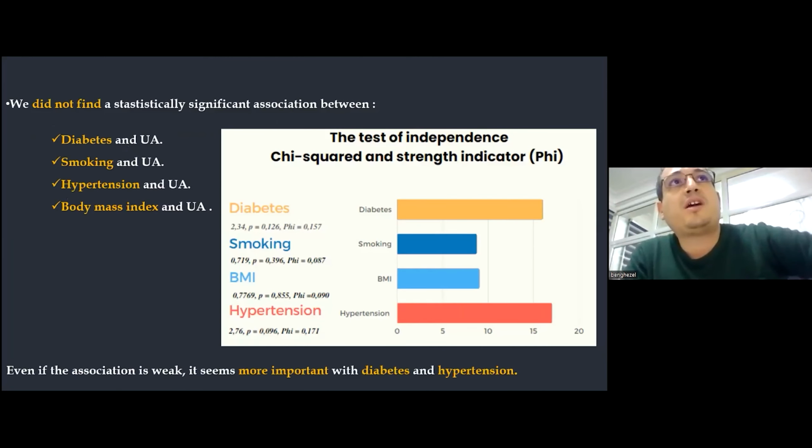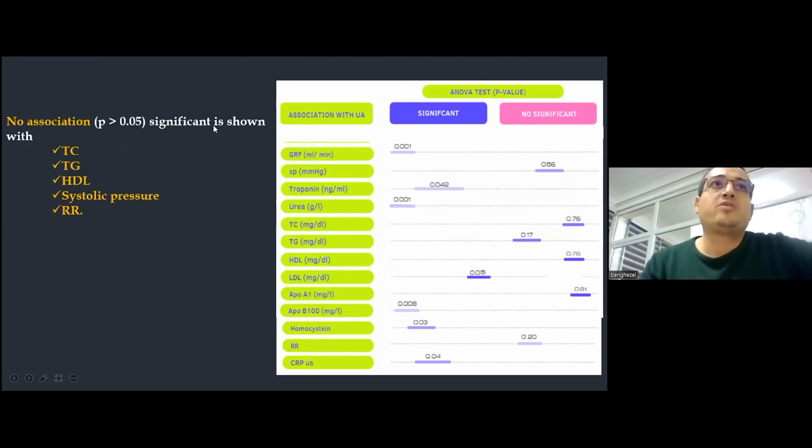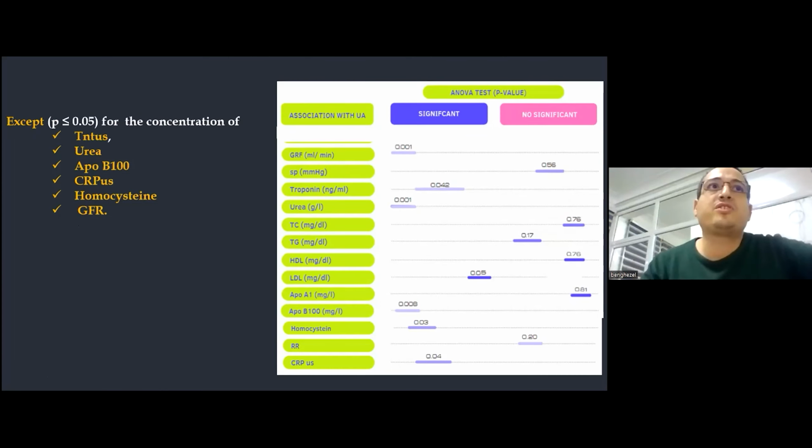We did not find a statistically significant association between diabetes and uric acid, smoking and uric acid, body mass index and uric acid, and hypertension and uric acid. Even if the association is weak, it seems more important with hypertension and diabetes. No significant association is shown with total cholesterol, triglyceride, HDL, systolic pressure, and RR, except for the concentration of troponin, urea, ApoB100, CRP, homocysteine, and GFR.